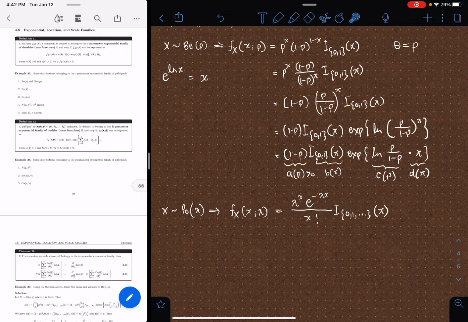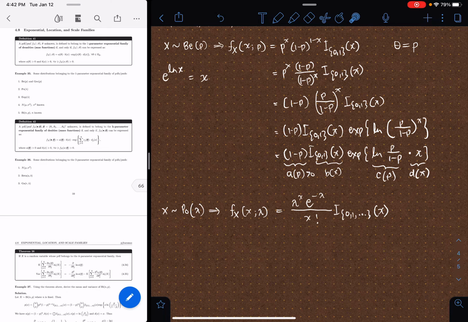So all we have to do is to identify our a of lambda, b of x, I'm sorry, walang x dito pala. It's just e to the minus lambda. So lambda to the x, e to the minus lambda divided by x factorial. That's the density of the Poisson distributed random variable with parameter lambda. Okay.